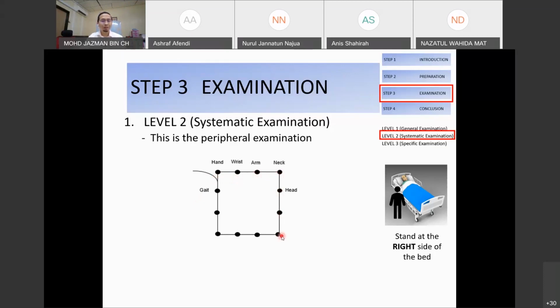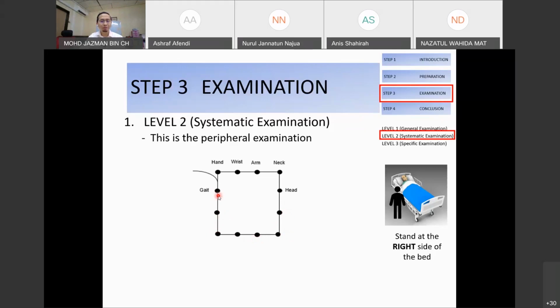As you can see, there are other unlabeled dots here. This indicates the systematic examination. No, sorry, specific examination of any system you are interested to examine. For example, if you are examining the respiratory system, maybe this can be the inspection of the chest wall, followed by palpation and so on and so forth.